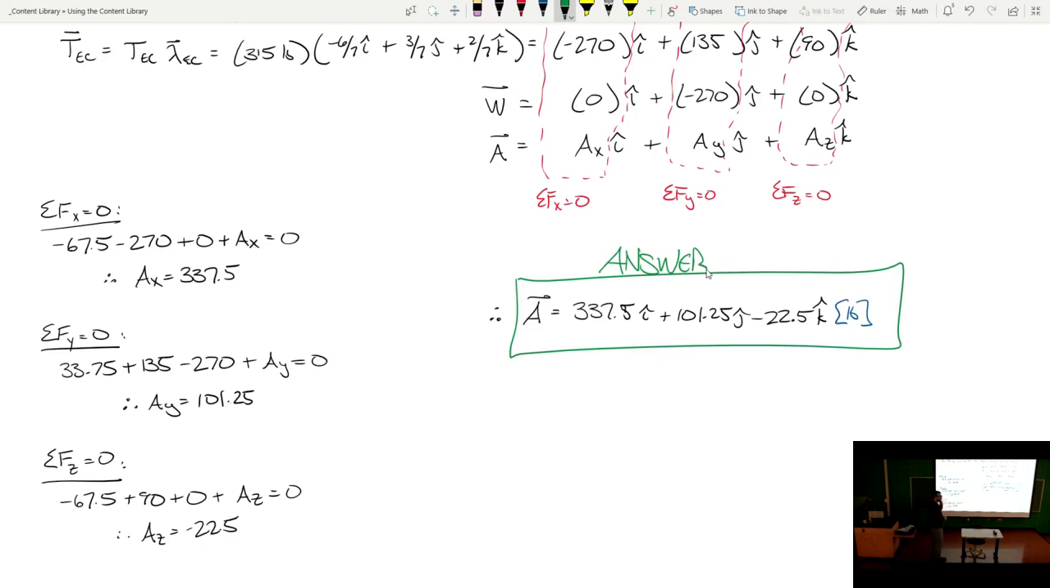Yes. Why is what negative? Oh, so check this out. Negative 67.5 plus 90, that's positive 22.5, but it's 22.5 plus AC is 0. So you got to move that over to the other side. That's a fine question.